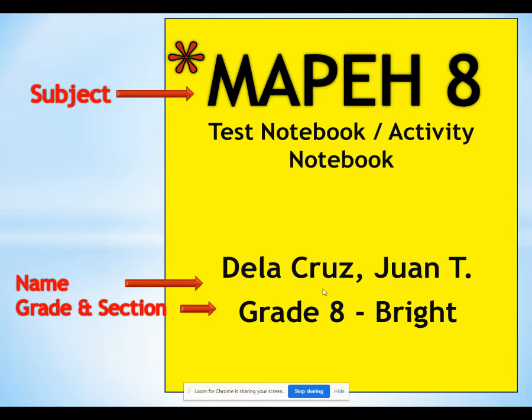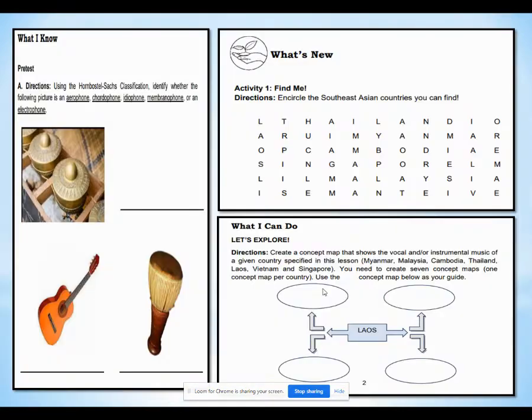So please make sure that you have the name and the grade and section so that I will know whose notebook it is if it gets lost, and so that I can record your grade under your name. And next, this is for music. So this will be the series of things that you will have to answer.